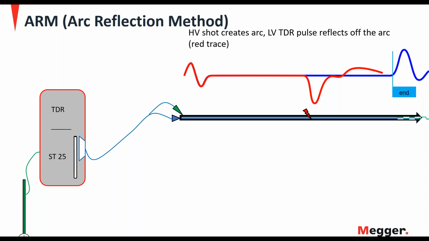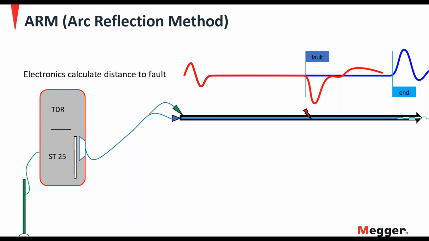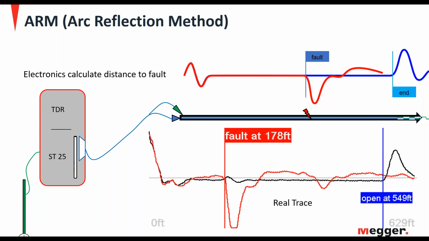And you can see that now with the red trace. The red trace is mirroring the blue trace, and at some point, the red trace V's down, and that's the fault location. And the electronics will calculate the distance to the fault for us. And here's an example of a real one where we have an open end, again, at 549 feet, and we can see the fault at 178 feet.